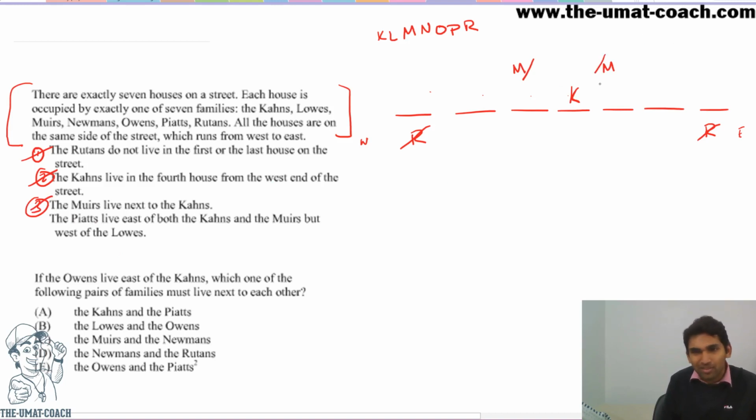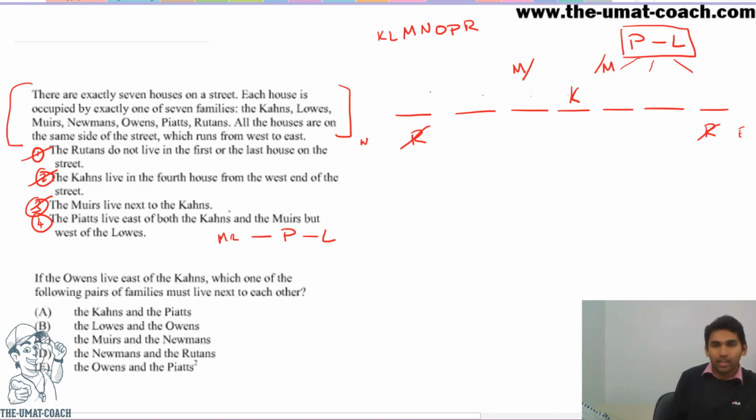So the P's live east. M, K, whatever, and then P's live here, and then L. So I can just write P, L, and they have to live somewhere here. Okay. And that's all our rules done.